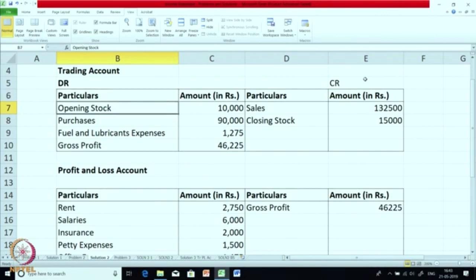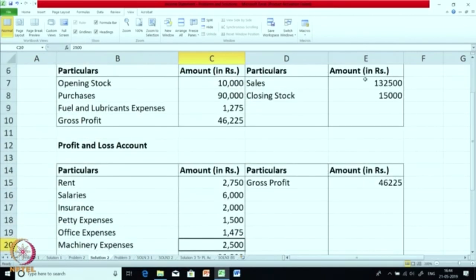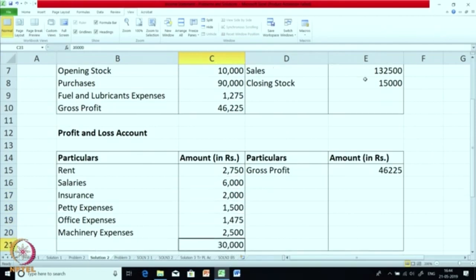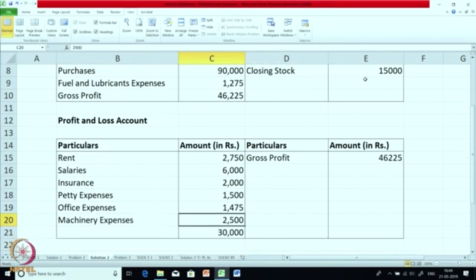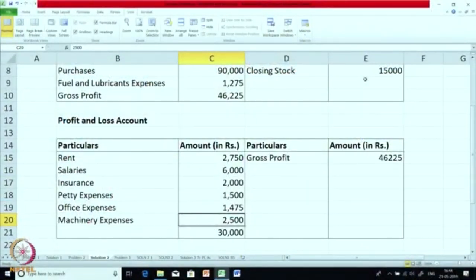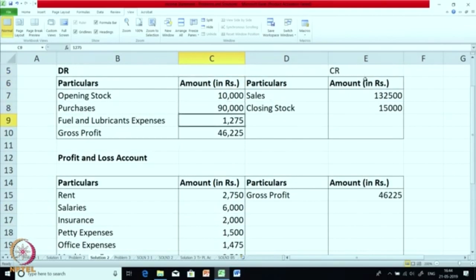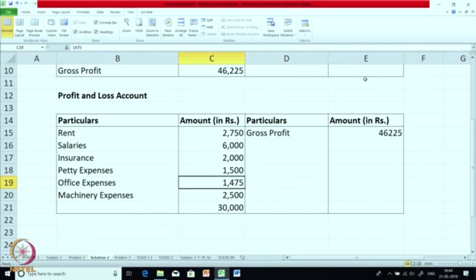On the debit side or expense side, we start with opening stock, then record the items which are related to the core operations. So we have recorded purchases and fuel, whereas those which are of a general nature of expenses like rent, etc., are recorded in the P&L account. So rent, salary, insurance, petty expense, office expense and machinery expenses have been recorded in P&L. Of course, this classification is not very strict. Some items, for example machinery expenses, if it is in a factory, can be written in the trading account. But we have assumed that this is a small business which is not manufacturing per se. These are more of a maintenance of machinery for day to day use. So we have kept it in the general expense category in the P&L account.